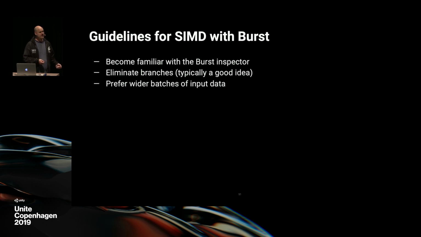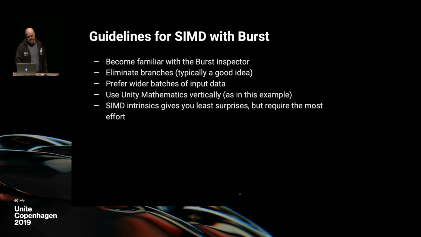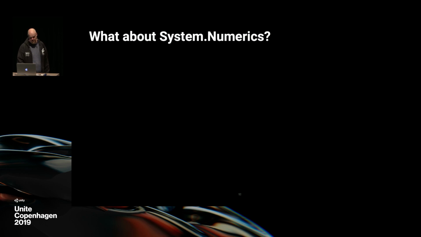And as you get into this space, you want to look to increase the sizes of your input batches, right? One at a time should not be the default in code like this. If you use Unity.Mathematics, and you should in Burst code, you try to use it vertically, right? So that you have components for independent values in your registers. And when we drop to the Intrinsics package, of course, that's going to give you the least surprises. If you downcode to that, you're basically doing a high-level assembly representation, but it also requires the most effort.